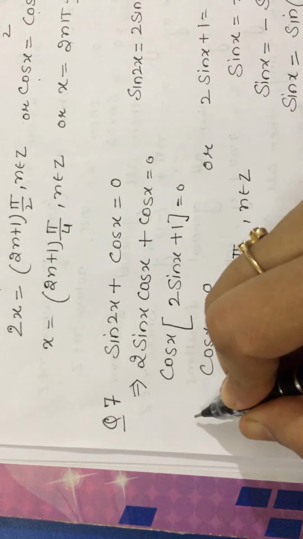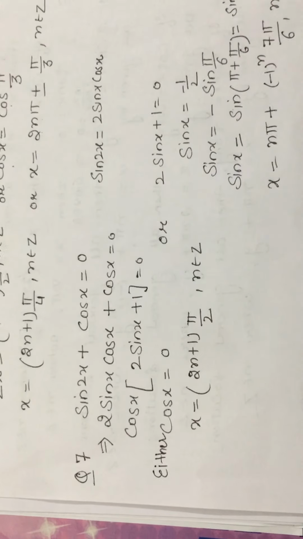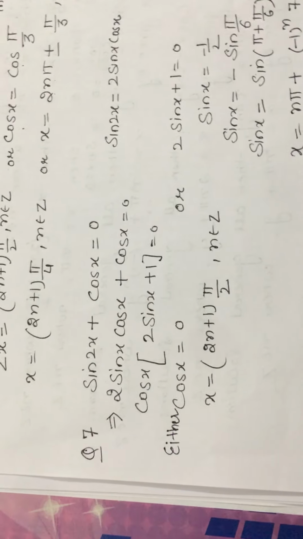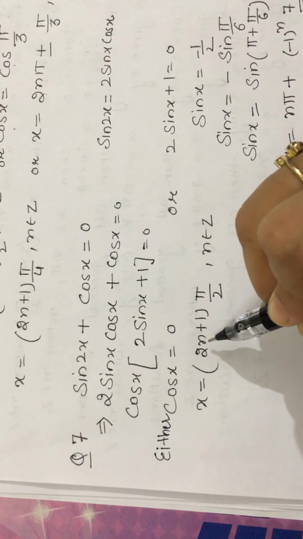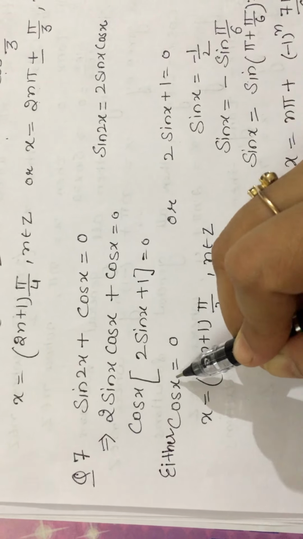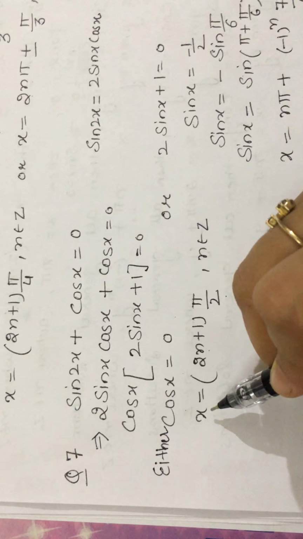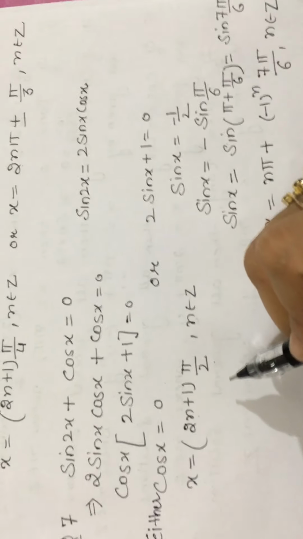Again you have multiplication of two terms which is equal to 0. Either the first term cos x is 0, or the second term 2 sin x plus 1 equal to 0. First solve this equation. Cos theta 0, that means theta is equal to (2n plus 1) pi by 2, where n belongs to integer. That means here cos x is 0. This implies x is equal to (2n plus 1) pi by 2, where n belongs to integer.